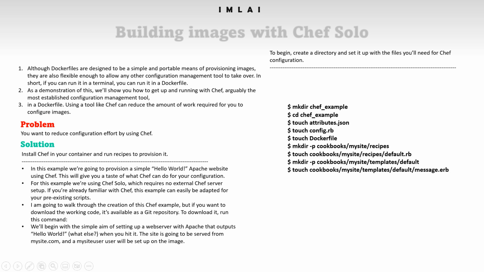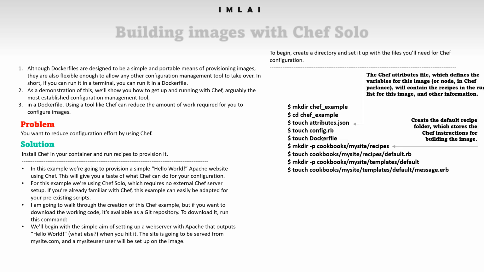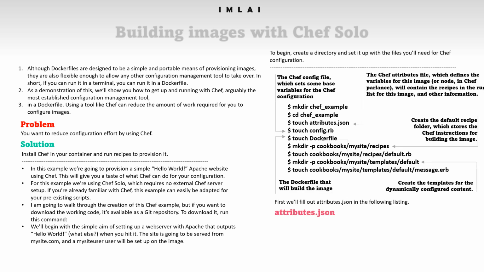This is how: mkdir chef-example, then cd, then touch attributes.json, and you provide all the information. Then you touch Dockerfile. Let's go through each of the activities in this. So we have touch attributes.json.